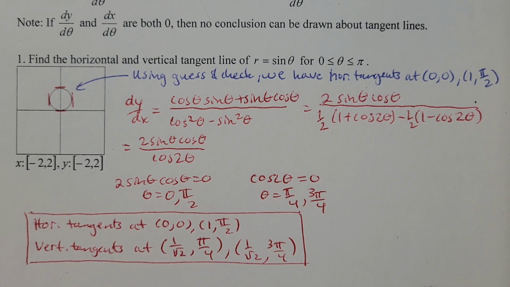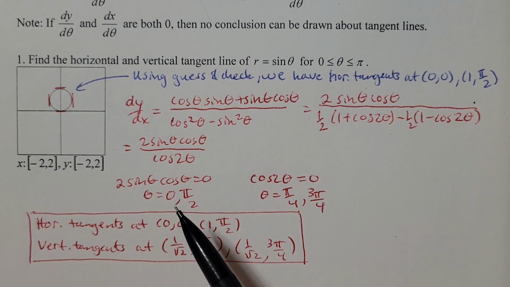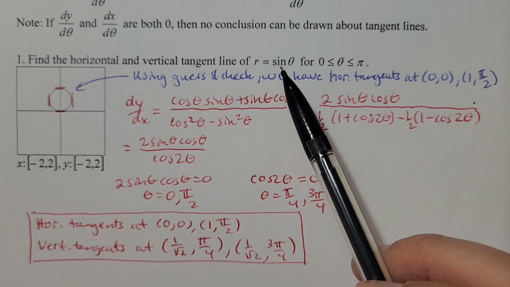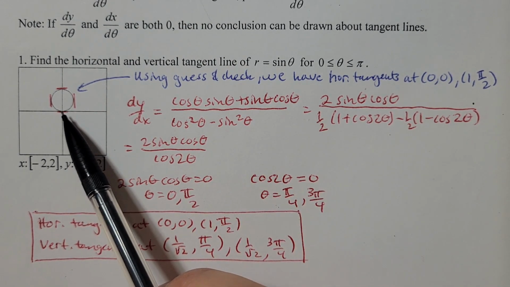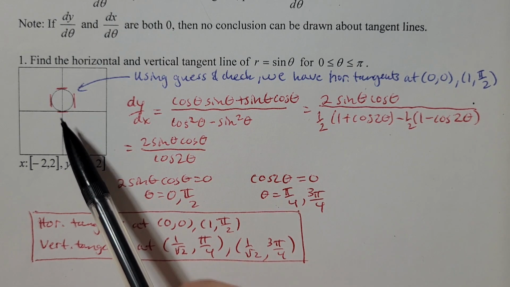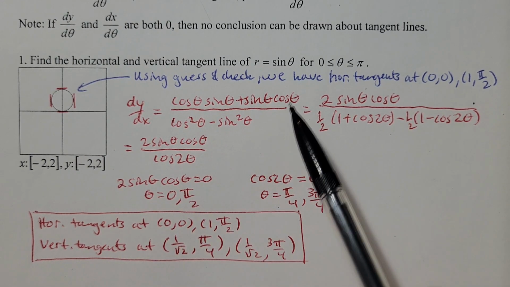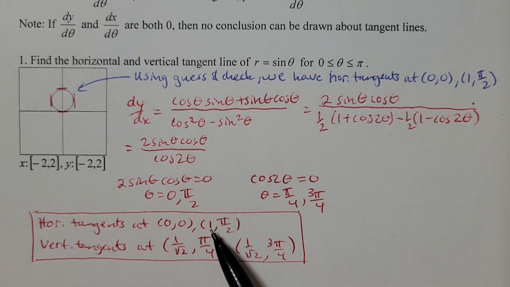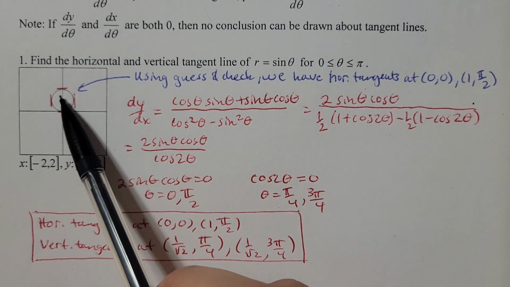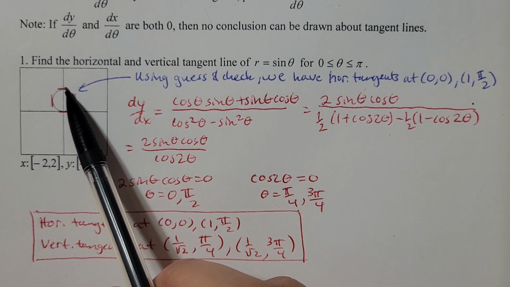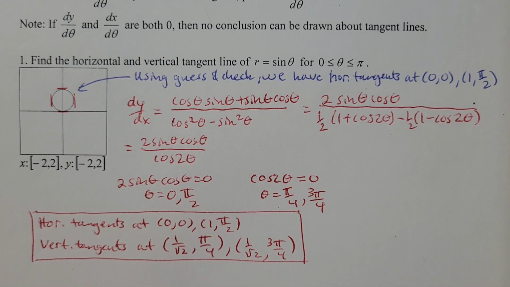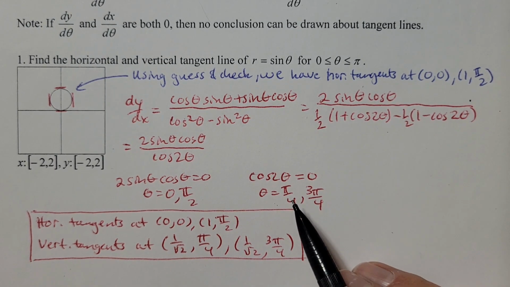You're going to have horizontal tangents when theta is 0, r is sine of 0, 0. So at 0, 0, that's one horizontal tangent. And then when theta is pi over 2, well, sine pi over 2 is 1. So at the point 1, pi over 2, here's the pi over 2 axis, if I go a unit up, that's another horizontal tangent. Okay. And then you're going to have vertical tangents at pi over 4 and 3 pi over 4.